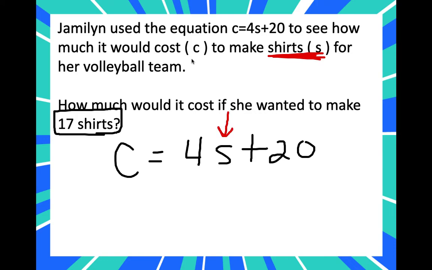So really all you're doing is typing this in the calculator. So 4 times 17 shirts plus 20. And I have no clue because I don't have a calculator on me. So go ahead and type that into your calculator. I'm going to pull up my trusty phone one. So 4, parentheses, 17, plus 20. Type this in your calculator.